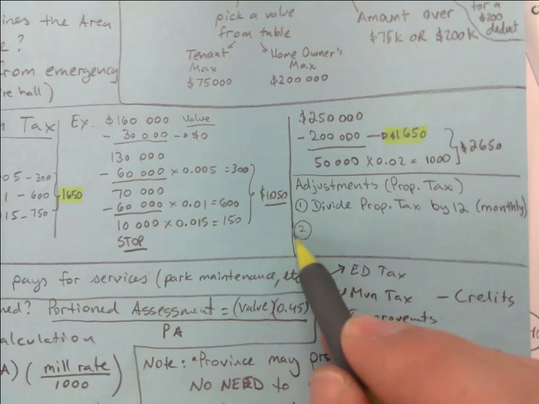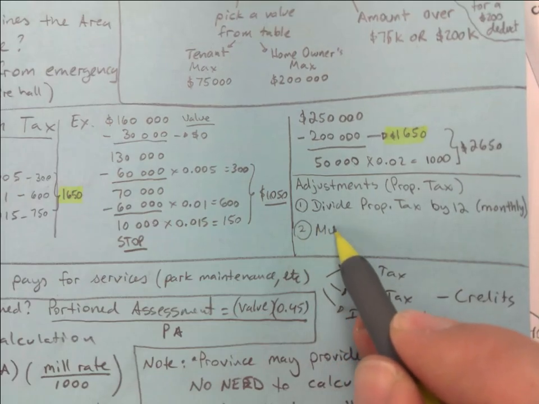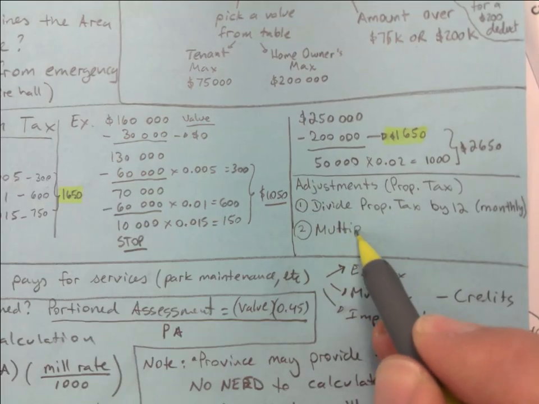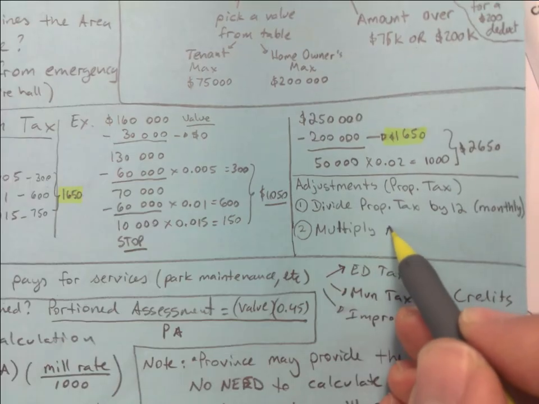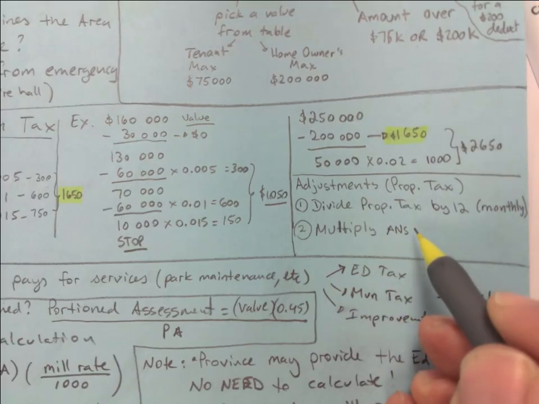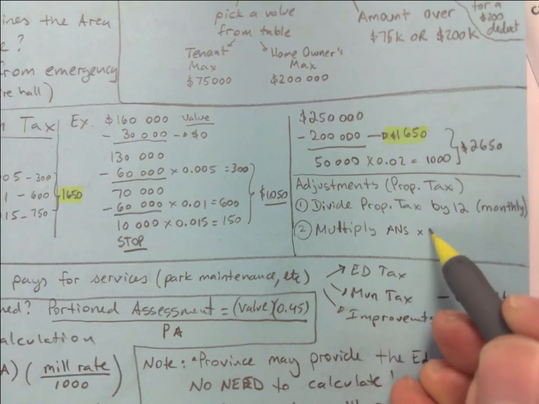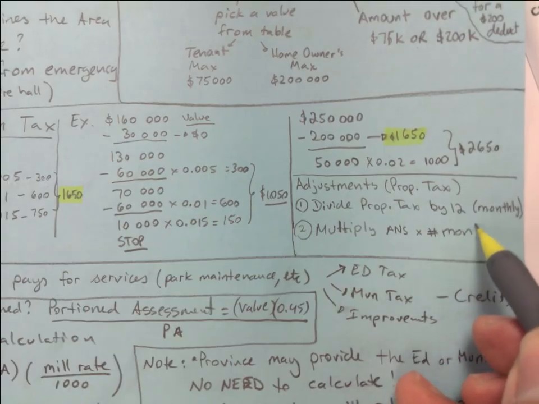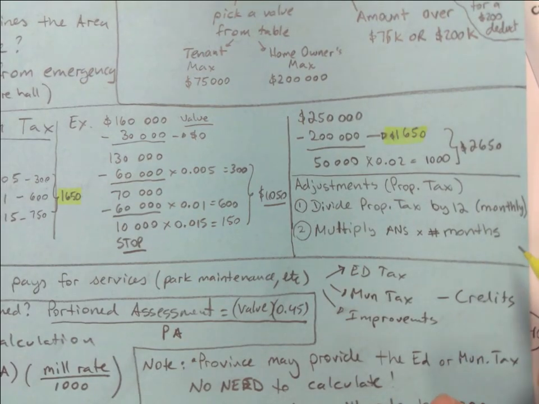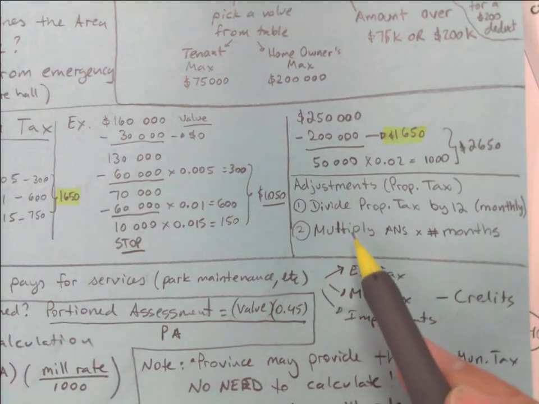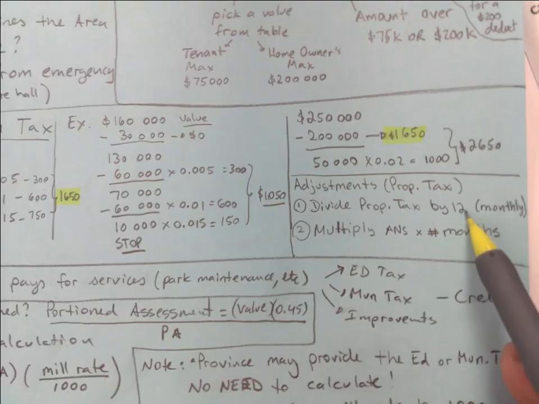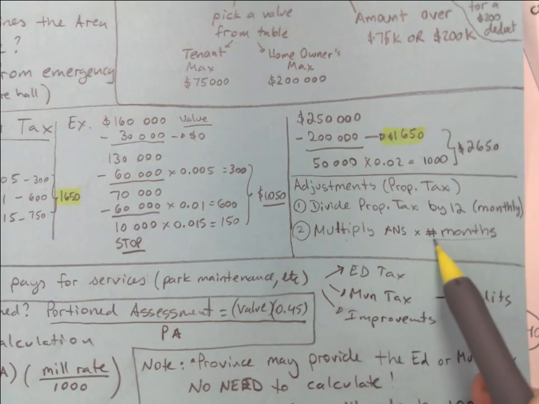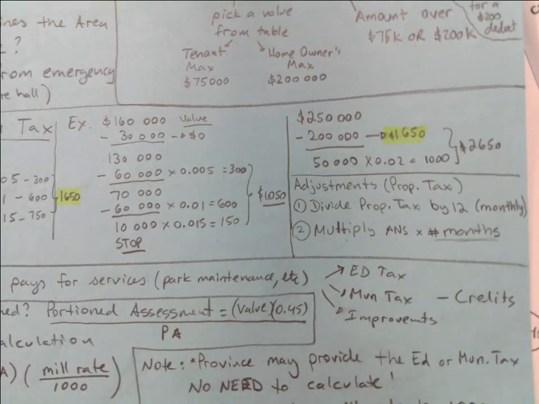Step 2, multiply answer by the number of months. Okay, so you divide your property tax by 12 to get your monthly, then you multiply the answer by the number of months that you need to repay the previous owner.